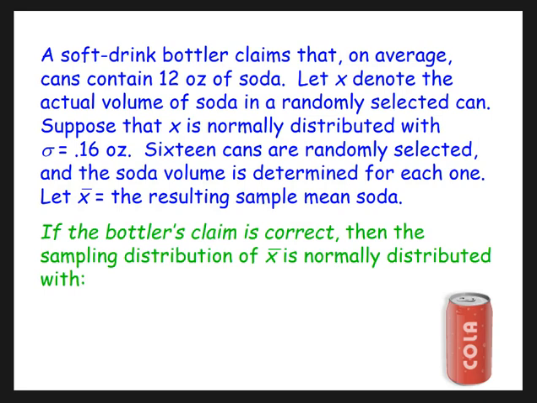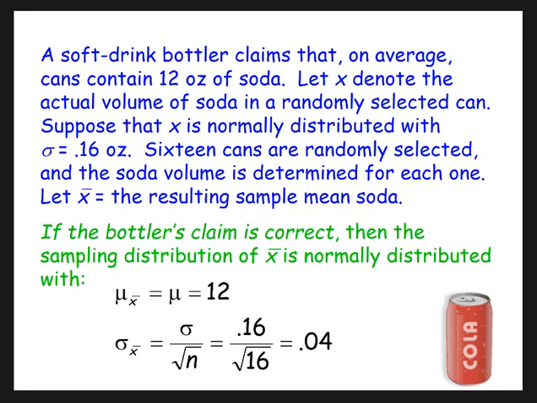So a soft drink bottler claims that an average can contains 12 ounces of soda. Let X denote the actual volume of soda in a randomly selected can. Suppose that X is normally distributed with a standard deviation of 0.16 ounces. We're assuming the mean is 12 ounces. 16 cans are randomly selected and the soda volume is determined for each one. Let X bar be the resulting sample soda mean. So if the bottler's claim is correct, then the sampling distribution of X bar is normally distributed.